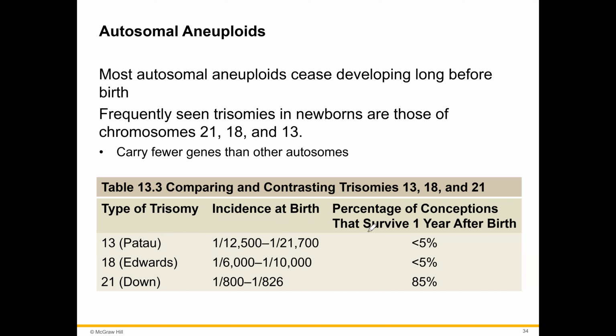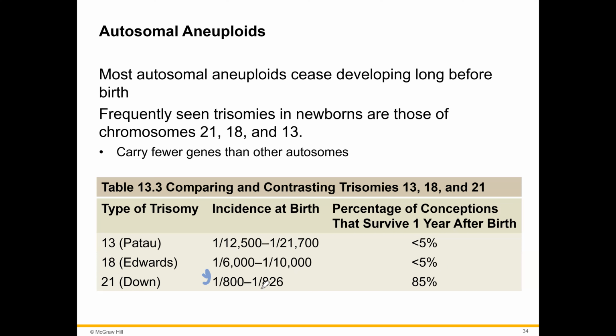And the percentage of survival 1 year after birth is less than 5%. And it's only 1 year after birth. So those kids will die very soon after they're born. If we have extra chromosome 18, trisomy 18, called Edwards condition, it's more common, but the survival rate is also very low. And the most common trisomy that kids actually survive is Down syndrome, extra chromosome 21.